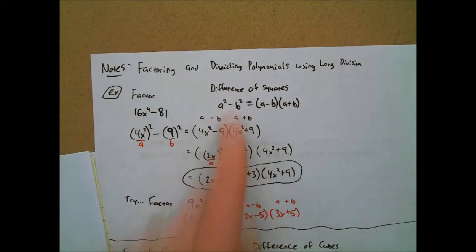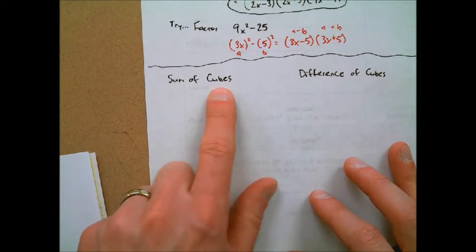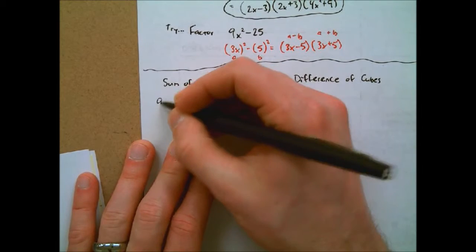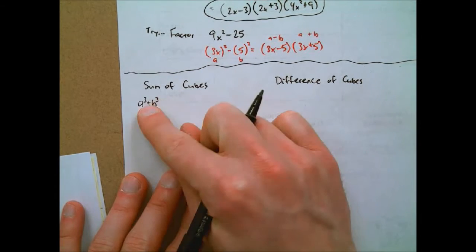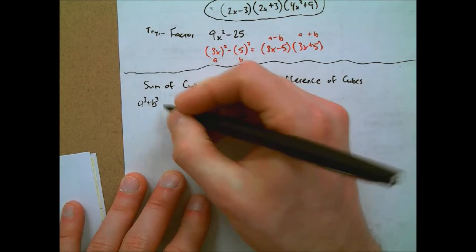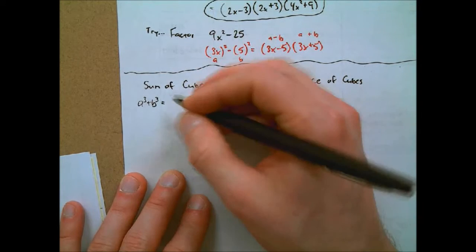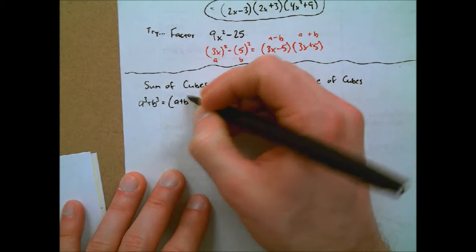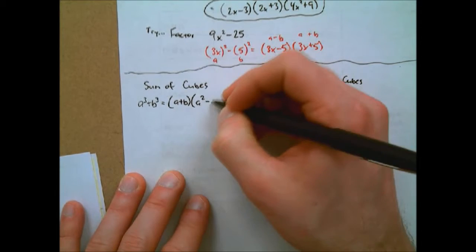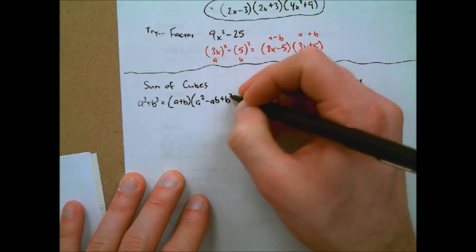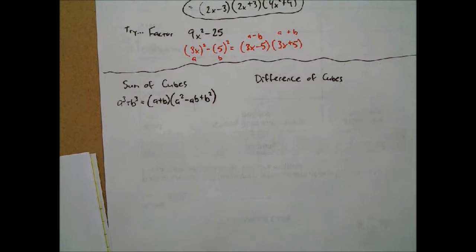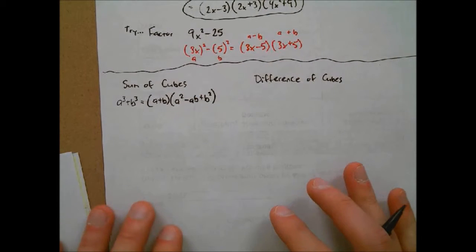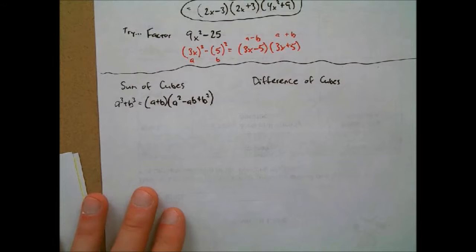So difference of squares, what were we doing? We subtracted two perfect squares. So for a sum of cubes, we're going to be adding two perfect cubes. So there's a cubed plus b cubed, and that will always factor to be a plus b times a squared minus ab plus b squared. And ab next to each other just means you're going to multiply a times b there.